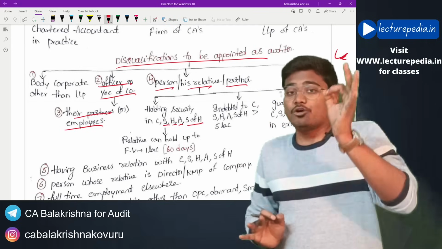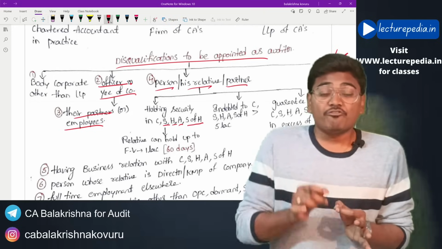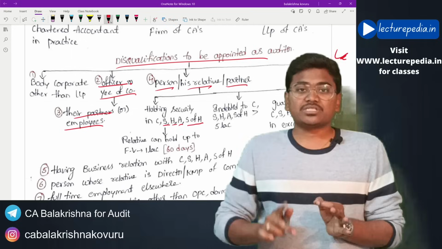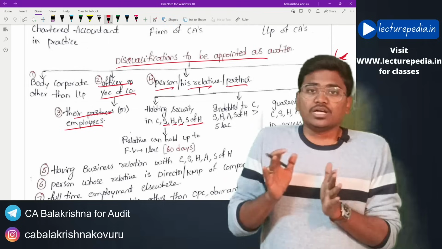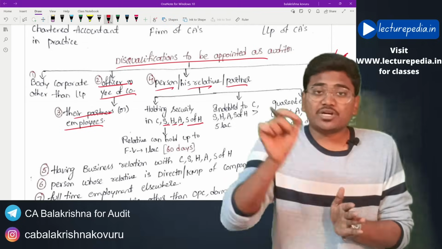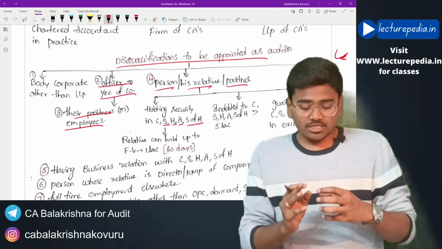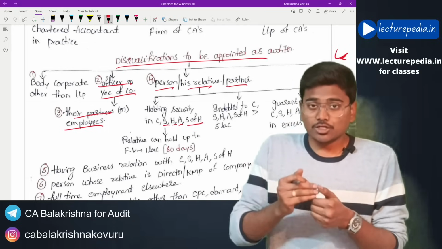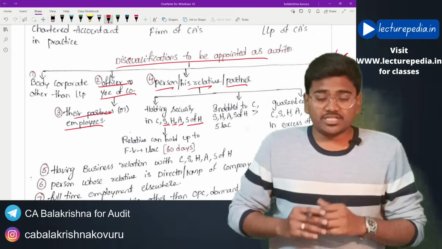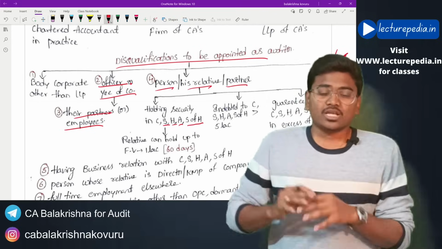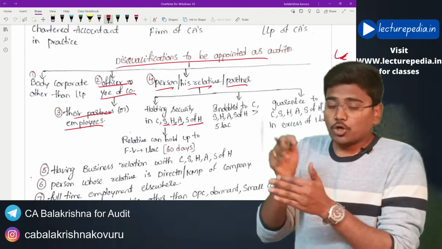But for this, there is one particular exception. A relative can hold shares up to face value of 1 lakh rupees. You have to remember, it is face value, not market value. A relative can hold shares in the company up to face value of 1 lakh rupees. Now, if suddenly or unknowingly the value of investment has exceeded 1 lakh for the relative, then 60 days of time will be given to the auditor to correct this non-compliance. Okay, in those 60 days, this value has to be brought below 1 lakh rupees.